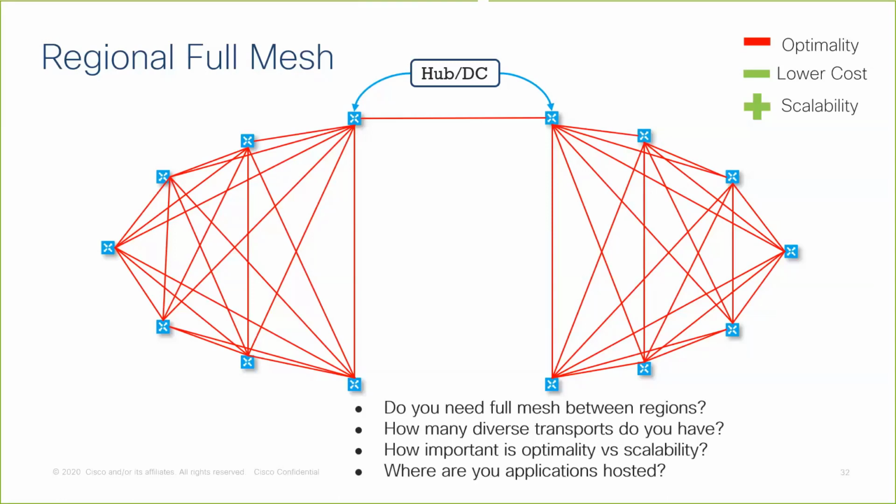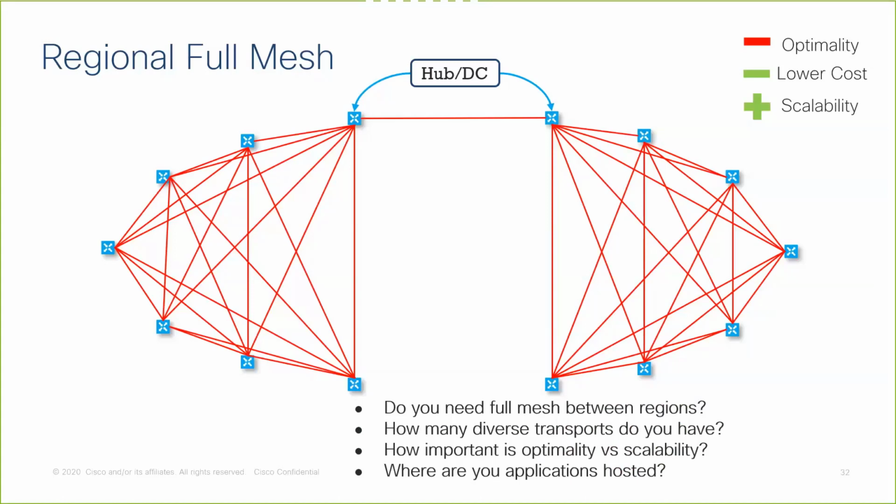So how important is really being optimal versus being scalable? Do you really need an optimal traffic flow between one region and another? Probably not. And where are your applications hosted? Usually the applications are hosted in a specific hub. So most probably if you have reachability to your regional hub, that will be enough for you. So just proper planning and you will be ready to go.